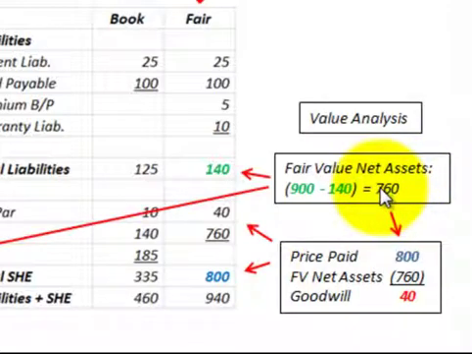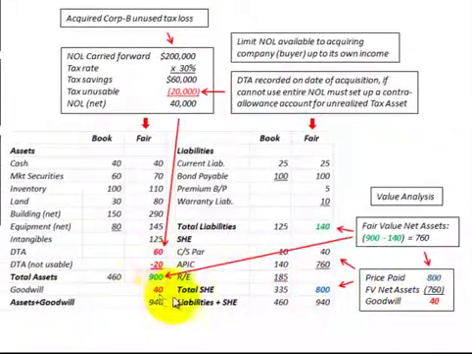net assets. Now looking at our price that we paid here, that was the $800,000 worth of stock that was issued here, and then subtracting or looking at the difference here of the fair value of our net assets of $760,000. So the difference between the two gives us a fair value of our goodwill here of $40,000, and that's what we have recorded here on the balance sheet, that goodwill for $40,000.